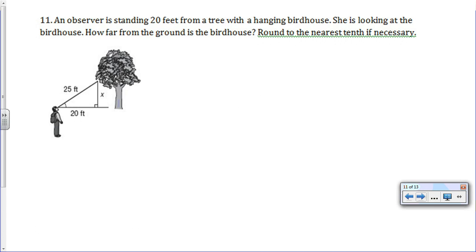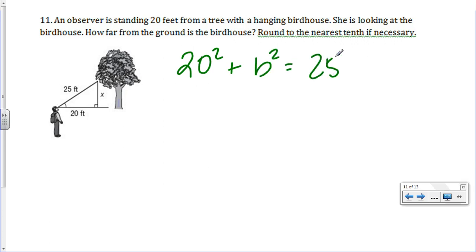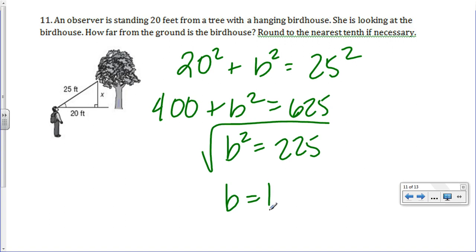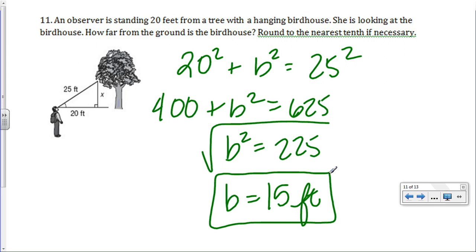All right, number 11. An observer is standing 20 feet from a tree with a hanging birdhouse. She is looking at the birdhouse. How far from the ground is the birdhouse? Round to the nearest tenth if necessary. So looking at our picture, we're trying to figure out how far from the ground that birdhouse is. So that means we want to find a leg. So we would have 20 squared plus b squared, or x squared, equals 25 squared. 400 plus b squared, 625. Subtract, we're finding a leg. 25 square root b equals 15. And we're talking about feet. And it was a perfect square root, so no decimals.